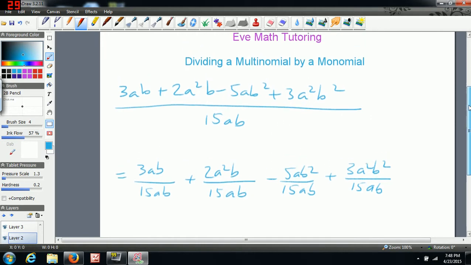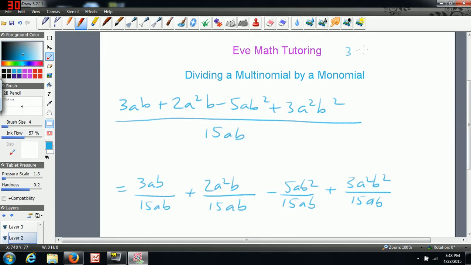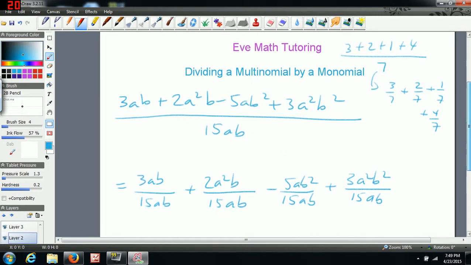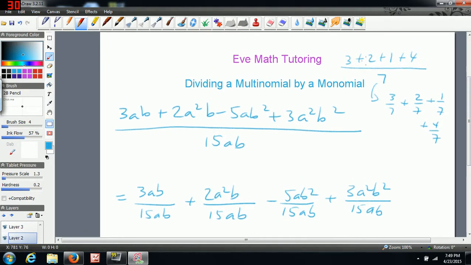So it's kind of like if you have 3 plus 2 plus 1 plus 4 all over 7, it's like rewriting that as 3 over 7 plus 2 over 7 plus 1 over 7 plus 4 over 7. Okay, so that's kind of what we're doing here, except we're just using algebra. And ultimately, these would give you the same answer. Over here you would get 10 over 7, and over here you would get 10 over 7 also. So they are equal to each other. So that's why these two here are equal to each other.